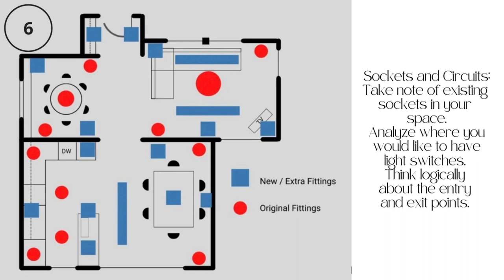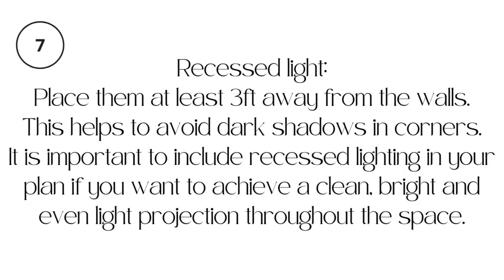Move around the space and think logically about the entry and exit points. For example, if you enter a room, where is going to be that simple and straightforward place that you know people will touch to switch the light? You need to think about the functionality, and you need to think about ways to make it easier for people to switch the light. The last step is the recessed lighting.